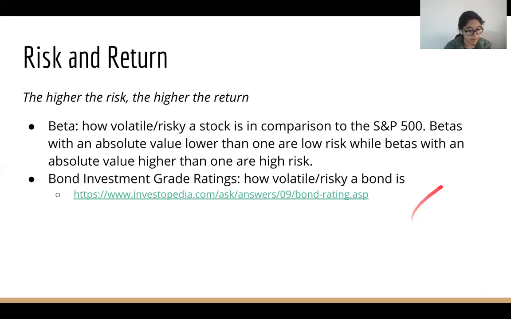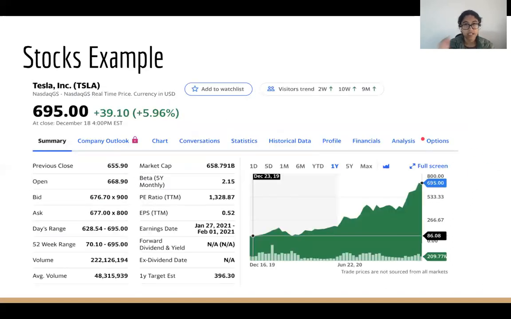Now let's look at an example for stocks. So here we have the Yahoo Finance information on Tesla stock as of yesterday, valued at $695 at the time the screenshot was taken. Here you can see that their beta is 2.15, right? Right here. So basically, Tesla stock changes 2.15 times as much as the S&P 500 does.